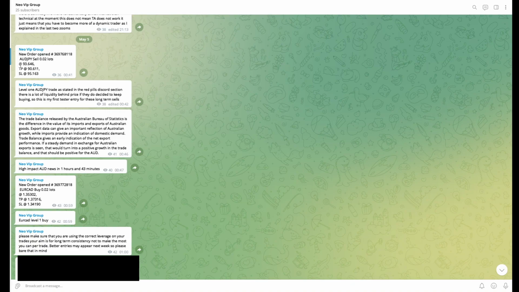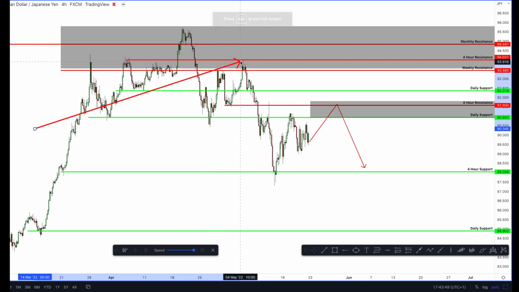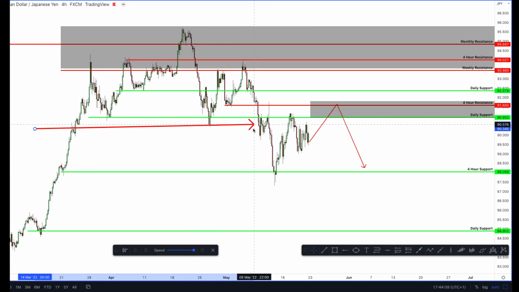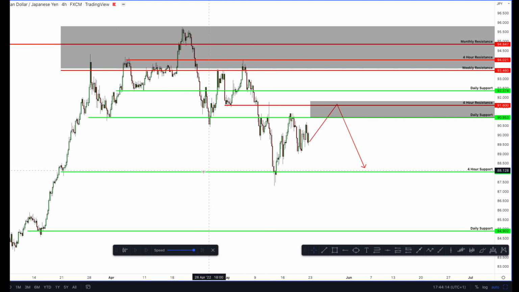Right over here, you can see the trade was taken as a sell order at 93.649. It had a take profit level of 90.611 and a stop loss of 95.163. So let's go back over to TradingView, and as we can see, the entry was around about here, so the take profit was around about this region down here, and that was fantastic for me in order to be able to take this type of trade setup nice and smooth.